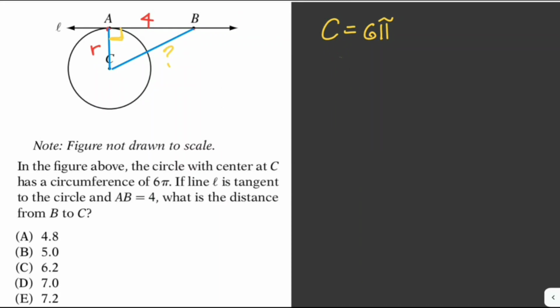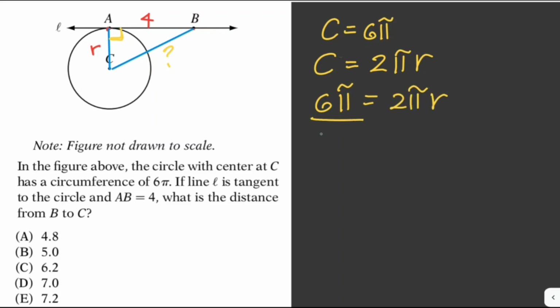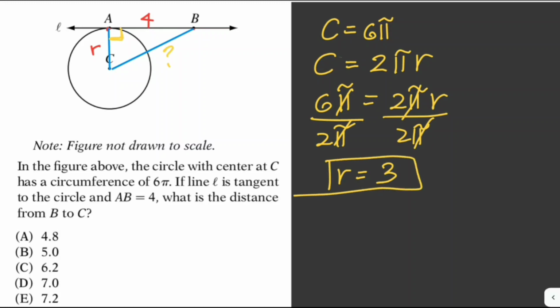Since the circumference of the circle is equal to 2 pi r, then we can just equate this to 6 pi. 6 pi equals 2 pi r. Divide both sides by 2 pi. Therefore, the radius is just equal to 3. And now we can solve for the missing side of the right triangle, which is the hypotenuse, this one.